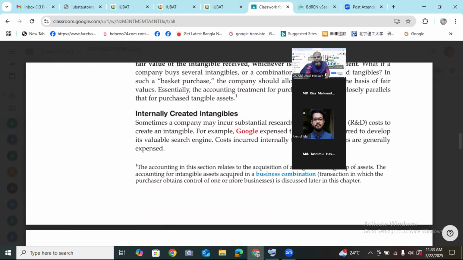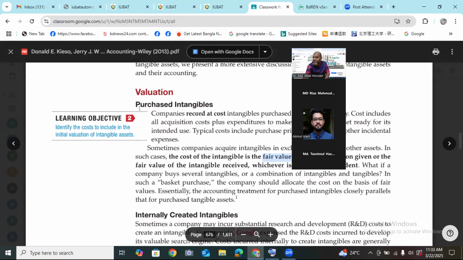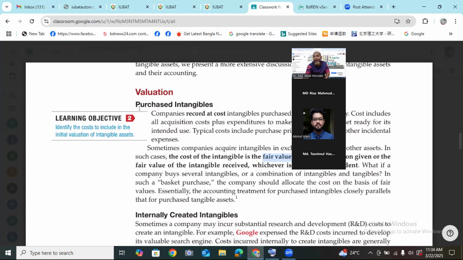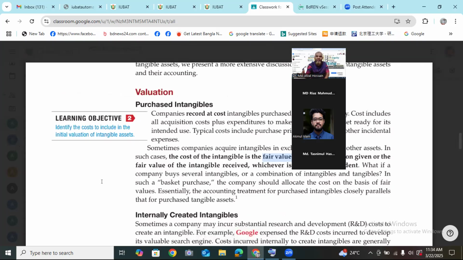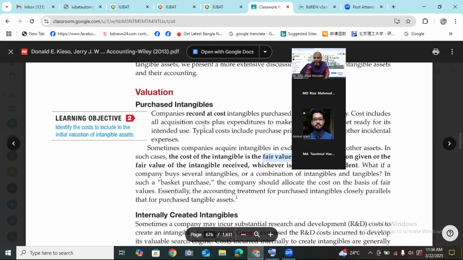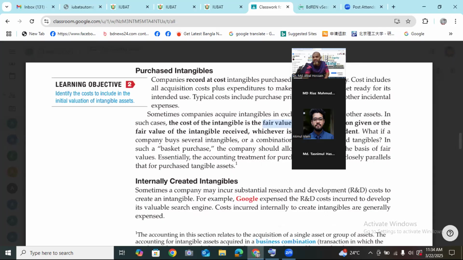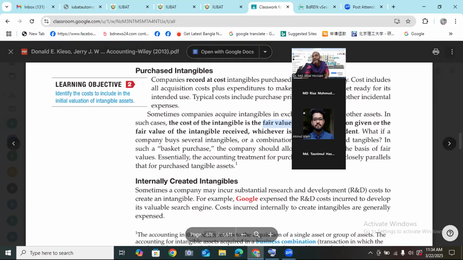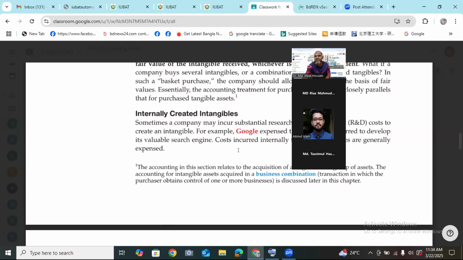Okay, next point is internally created intangibles. First of all, we discussed the purchased intangibles. If you purchase an intangible from another company, then how do you record it? If it is with cash, then what will be the cost of that purchased intangible? Cost includes expenditure to make the intangible asset ready and the acquisition cost. And then if you purchase an intangible in exchange for stock and other assets, then it should be recorded at fair value. This is the main thing of purchased intangibles. Now, second one, internally created intangibles.